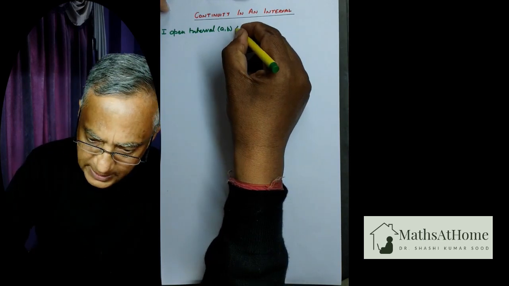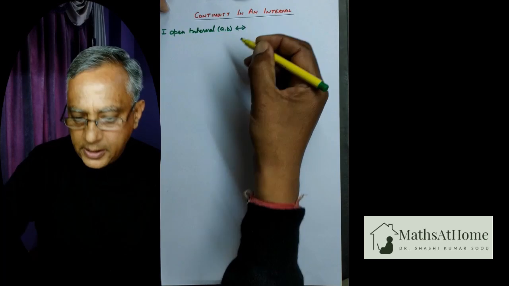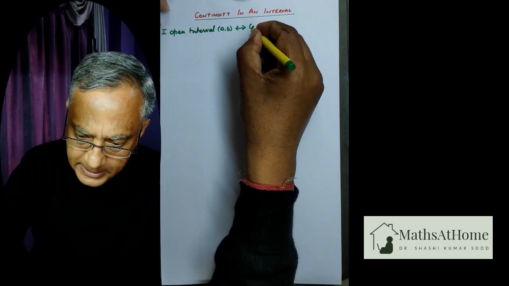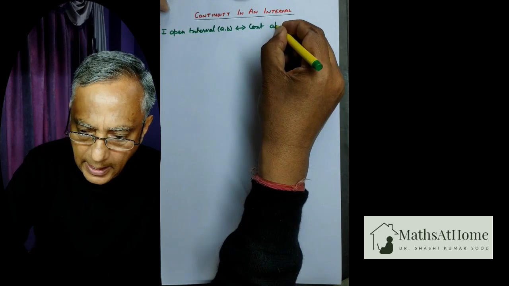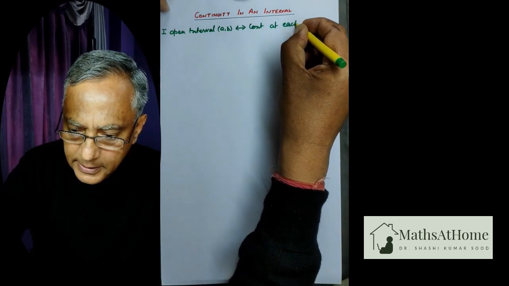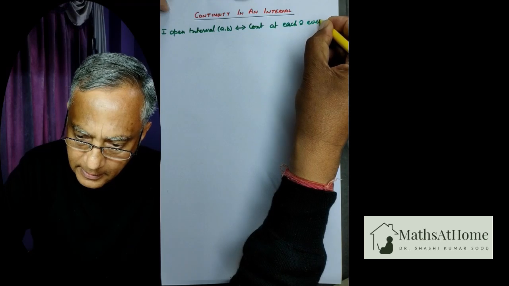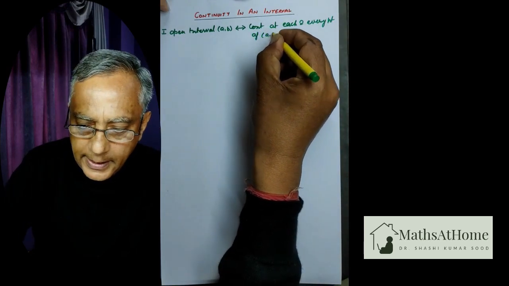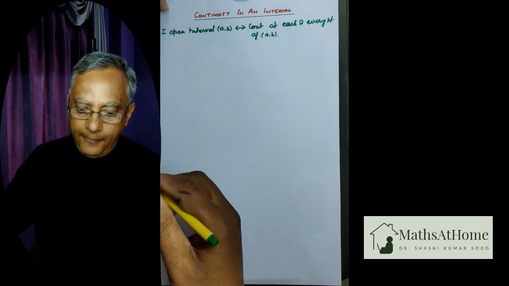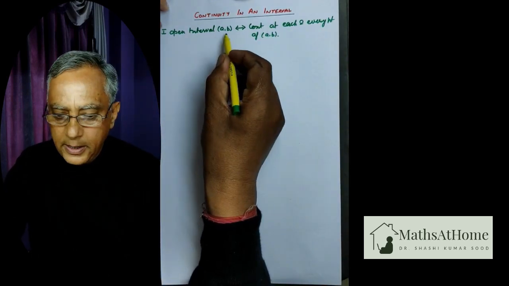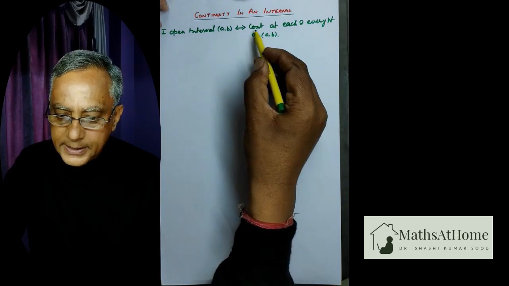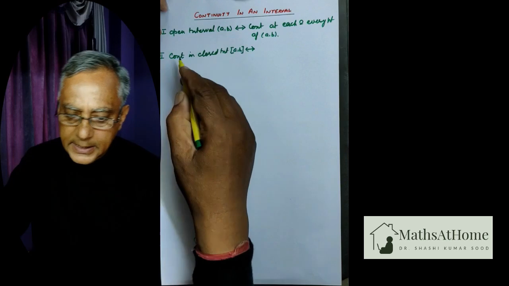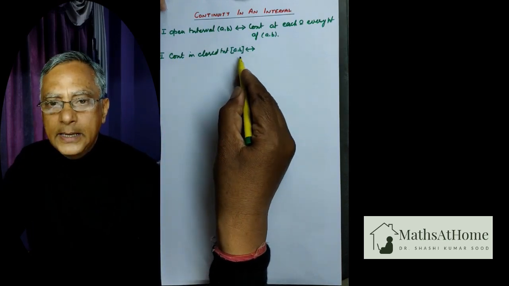A function f(x) is said to be continuous in an open interval (a, b) if it is continuous at each and every point of (a, b). A function is continuous in an open interval (a, b) if it is continuous at each and every point of (a, b). Next is continuity in closed interval [a, b].